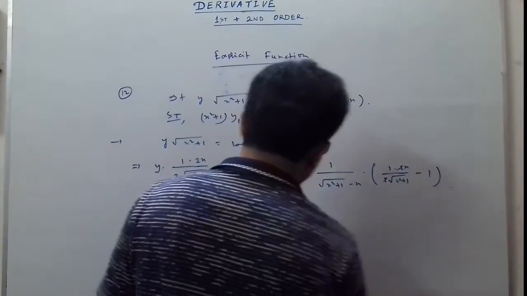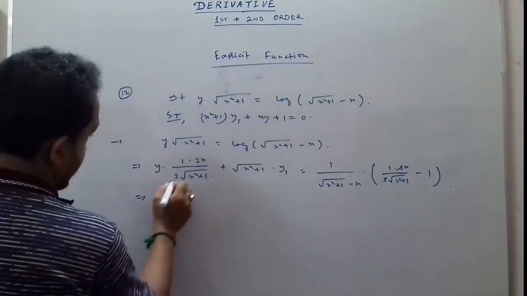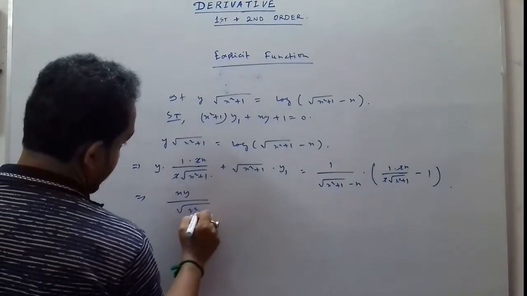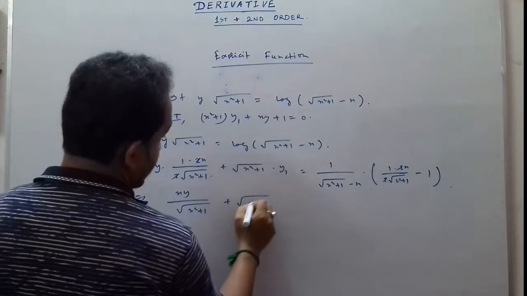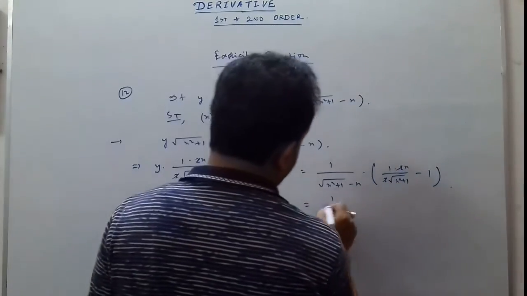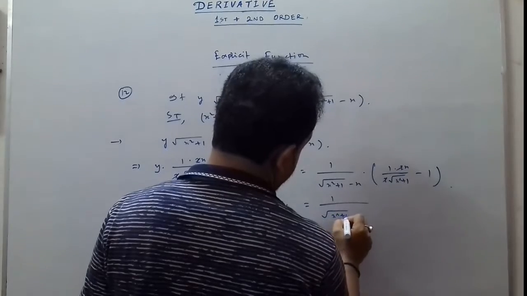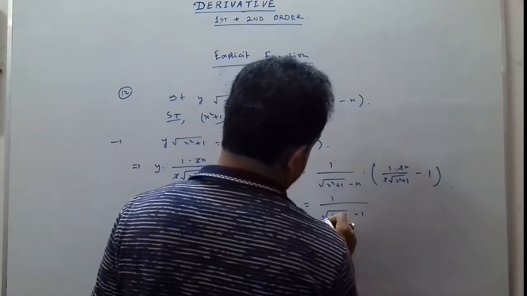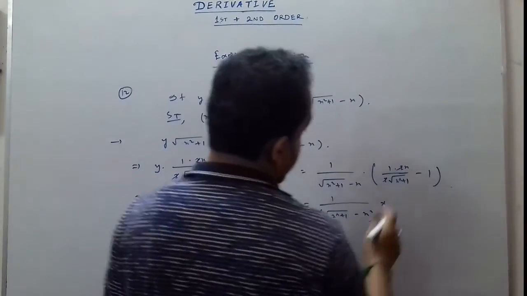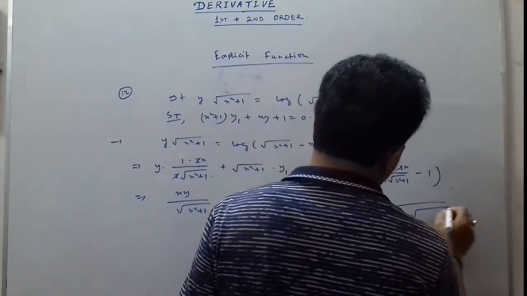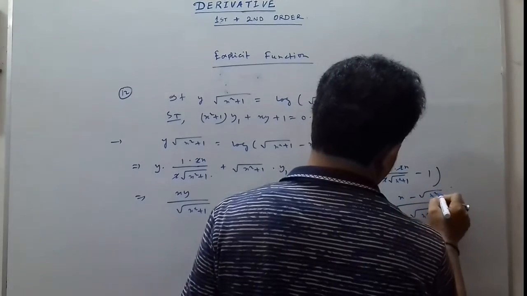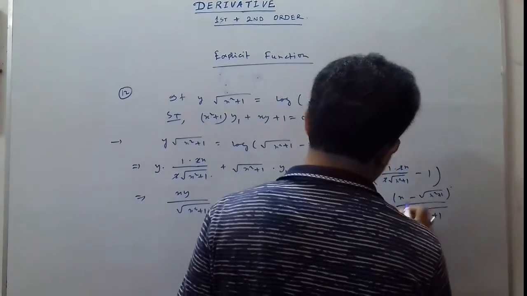2 to cancel. Now 2 to cancel. So xy over root under x square plus 1 plus root over x square plus 1 into y1 is equal to 1 over (root under x square plus 1 minus x), this one into here taking LCM we get (root over x square plus 1 times x minus root over x square plus 1), this one.